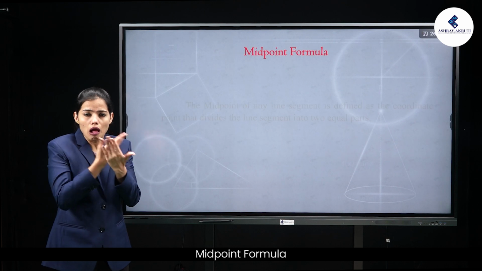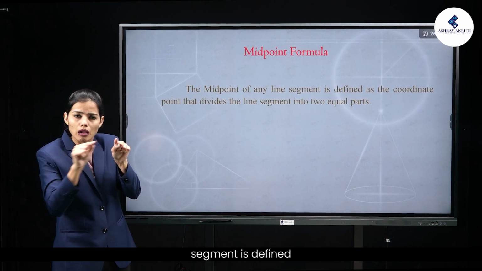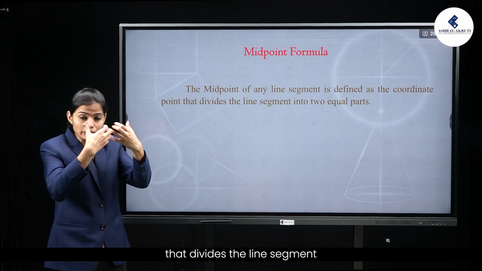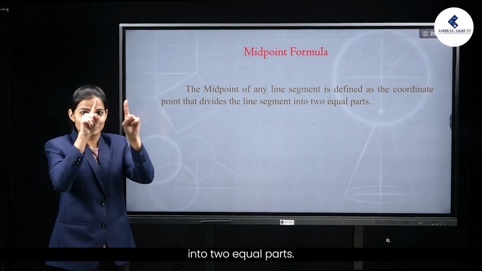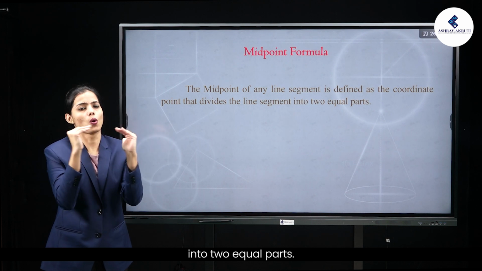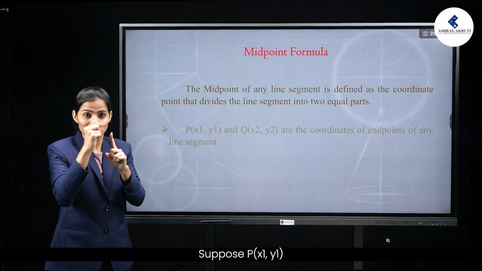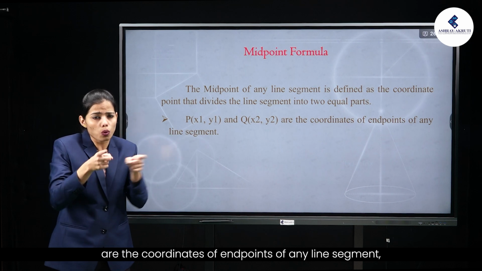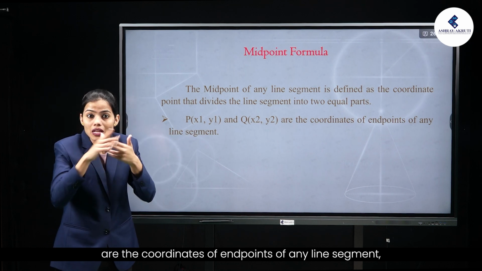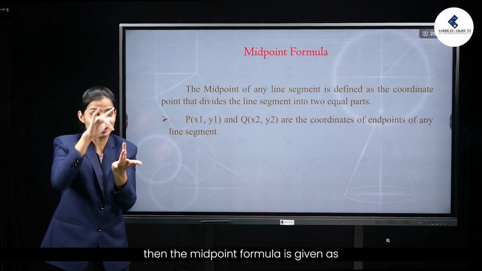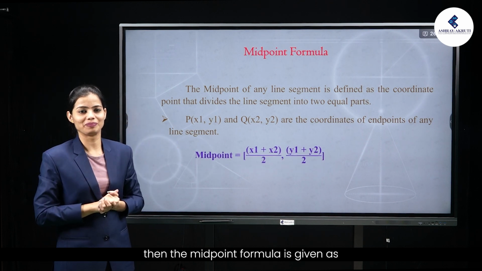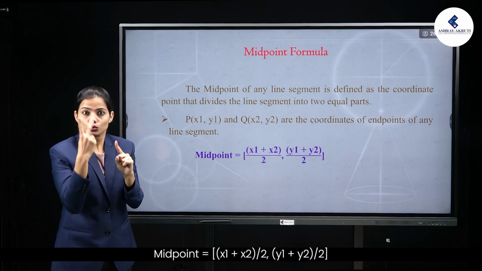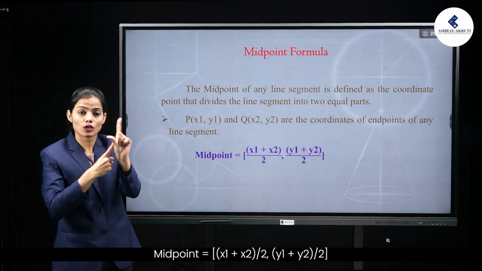Midpoint formula. The midpoint of any line segment is defined as the coordinate point that divides the line segment into two equal parts. Suppose P (x1, y1) and Q (x2, y2) are the coordinates of the endpoints of any line segment, then the midpoint formula is given as: midpoint is equal to ((x1 plus x2) by 2, (y1 plus y2) by 2).